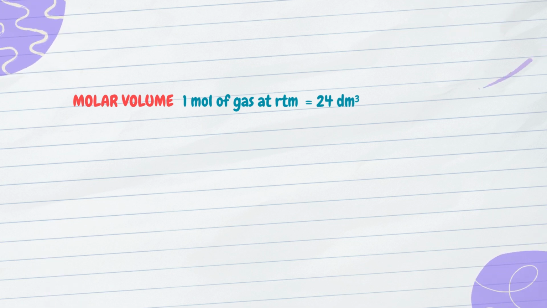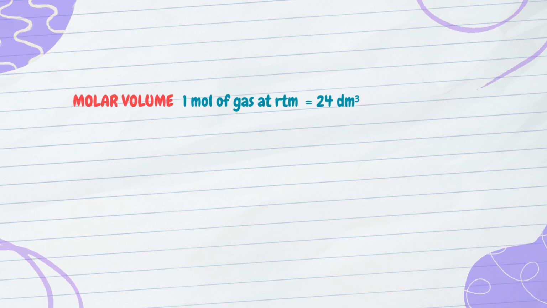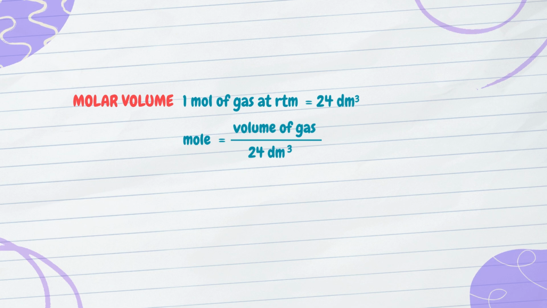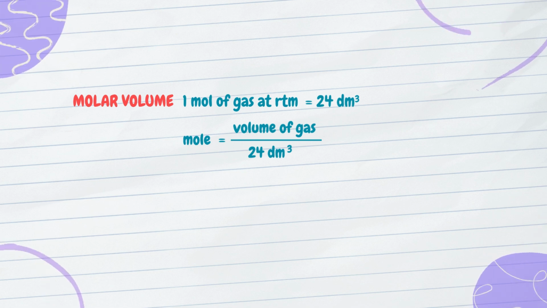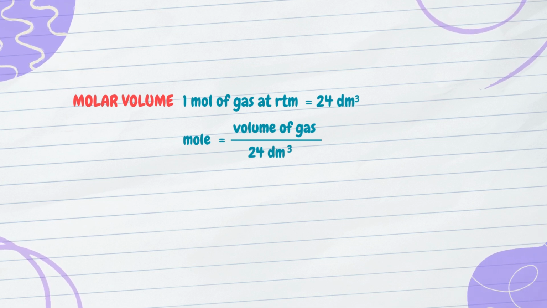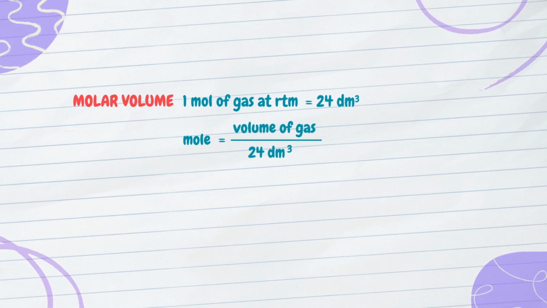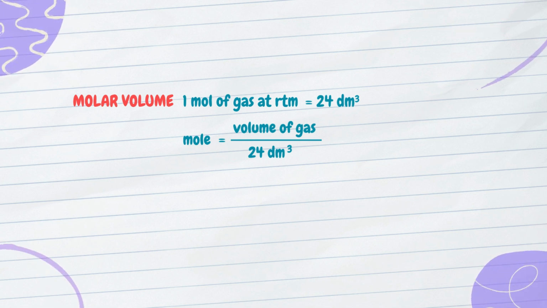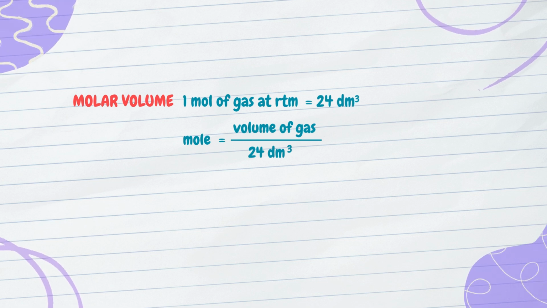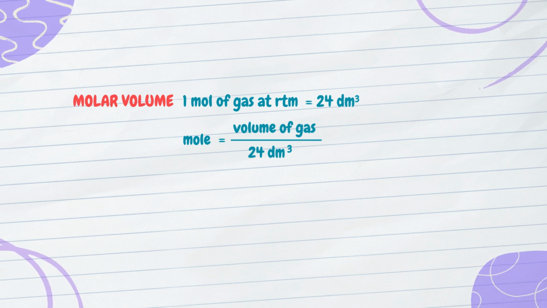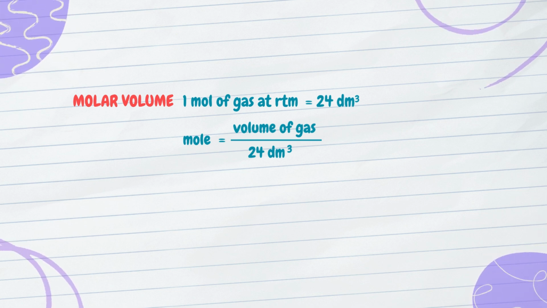The relationship between mole and volume of a gas at room temperature and pressure is expressed as mole of gas is equal to volume of gas over molar volume. The molar volume is 24 decimeter cubed, so the formula becomes mole of gas is equal to volume of gas over 24 decimeter cubed. Note that this expression is only applicable when the volume of gas is at room temperature and pressure. And take note of units. The volume of gas should be in decimeter cubed or liters.